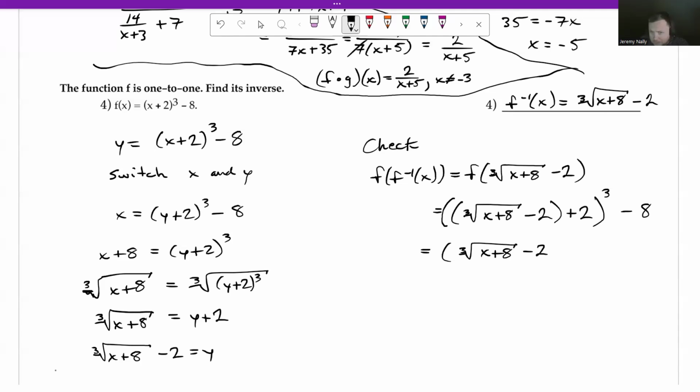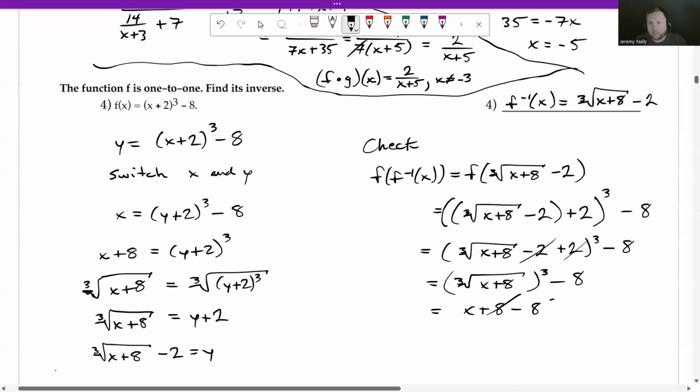So that innermost set of parentheses, those can just go away. There's nothing to do with them. And then we see these 2's cancel. So then we have the cube root of x plus 8, quantity cubed, minus 8. So those cancel, and we have x plus 8 minus 8. And so the 8's cancel, and then we're just left with x. So then it works that way.